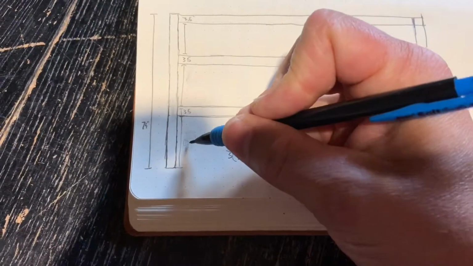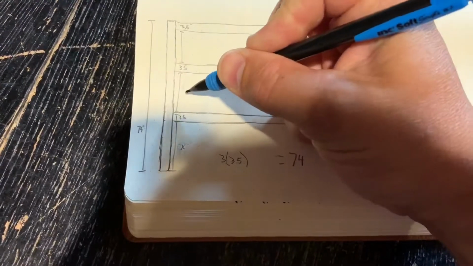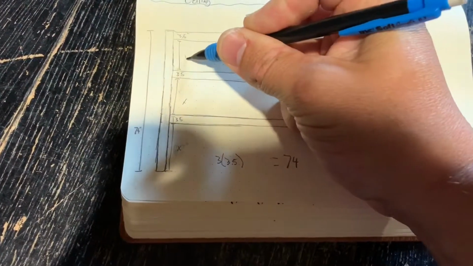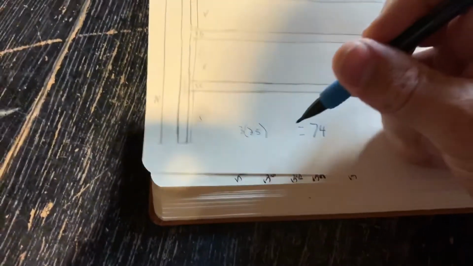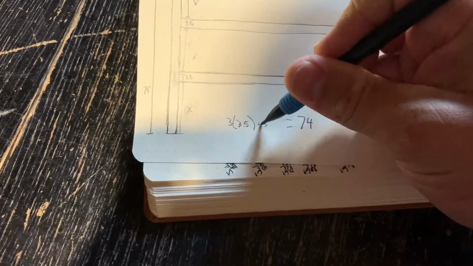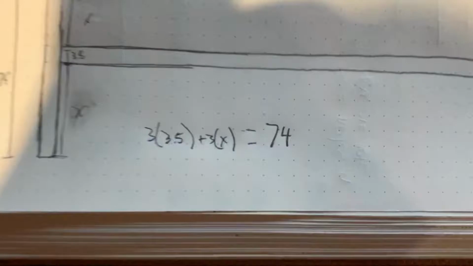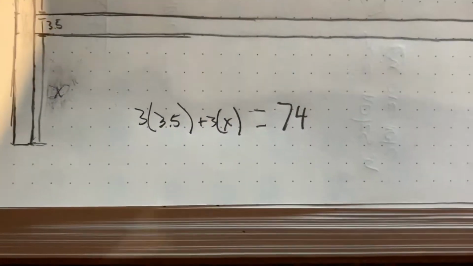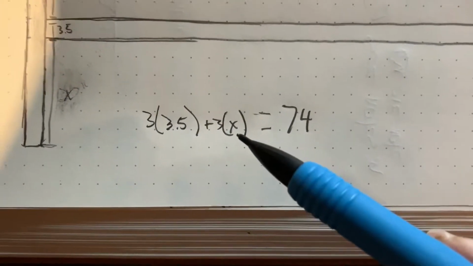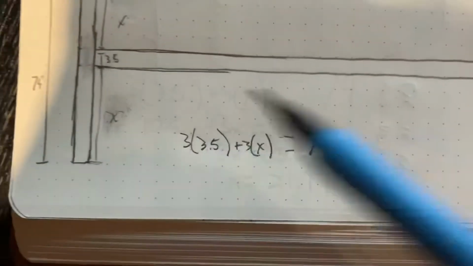We're going to call these x, okay? Because we don't know what that's supposed to be. But I need to know what those are supposed to be. So then I'm going to say 3 times 3.5 plus 3 times x. And now we have ourselves just a good old algebra problem. I'm going to solve for x, and that's going to tell me what my gap needs to be.